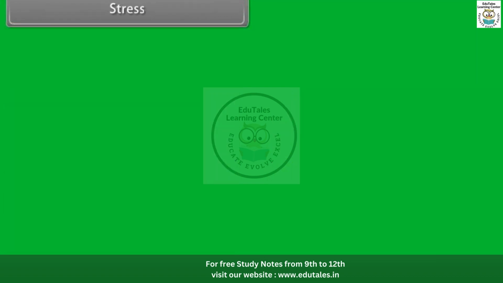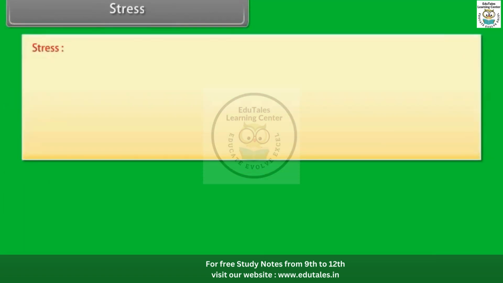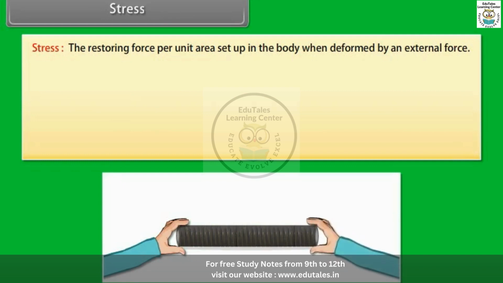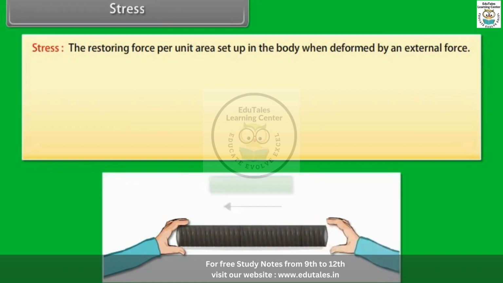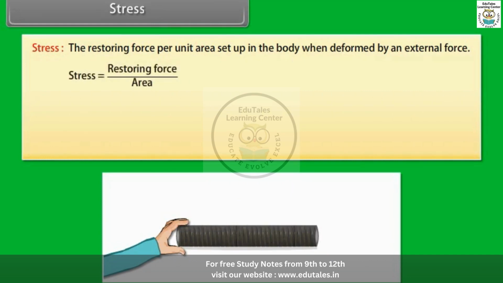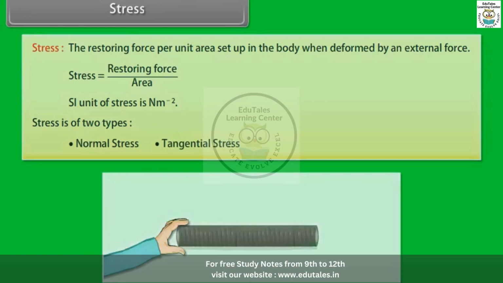Stress. Stress is defined as the restoring force per unit area set up in the body when deformed by an external force. Stress is equal to restoring force upon area. SI unit of stress is Newton per meter squared. Stress is of two types: normal stress and tangential stress.